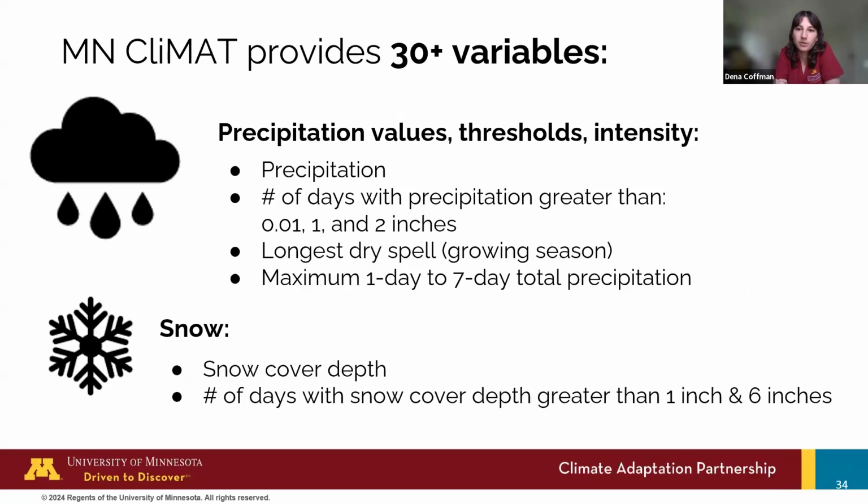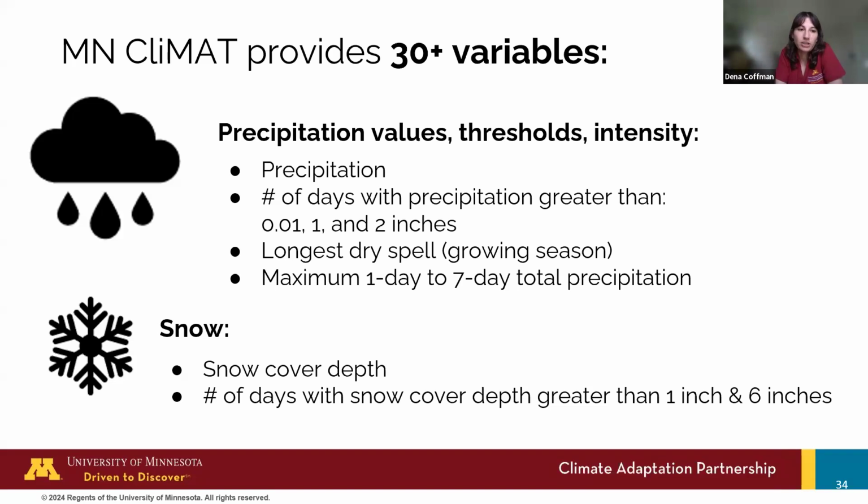For the precipitation variables, you can look at projections for the values of rainfall or precipitation in inches, and thresholds, such as the number of days with a certain amount of rain. So maybe you want to see the number of days with precipitation greater than 0.01 inches. So, did it rain at all? Or maybe you might be interested in a higher rainfall, so you might use the 2 inches projection. We can also look at dry spells during the growing season, as well as maximum 1 day to 7 day total precipitation. So if you're interested in the amount of rainfall that falls just in a 1 day period, that might be interesting if you're looking at something like flooding.